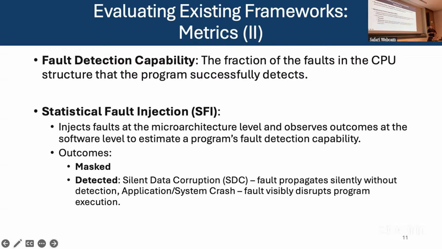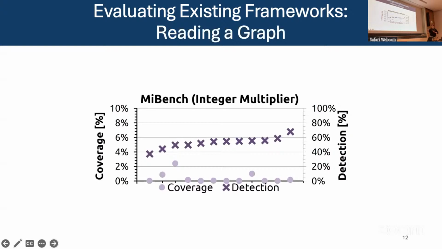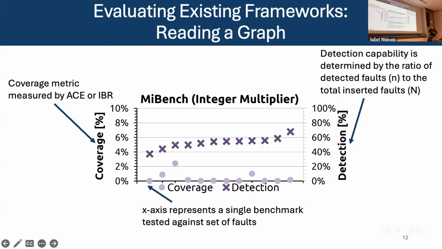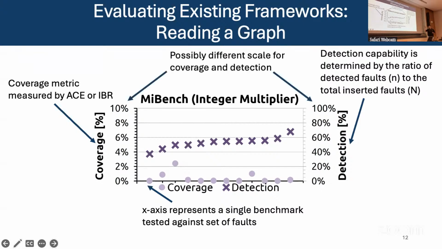Before we move on, let's quickly go through how to actually read this graph, because it might be confusing. First, on the left, we have the coverage metric, measured by either ACE or IBR, depending on which hardware structure we are targeting. Then on the right, we have detection, which is the fraction of faults that have been successfully detected. The x-axis represents benchmarks tested against a set of faults. Finally, it's worth noticing that the scales for coverage and detection might be different.